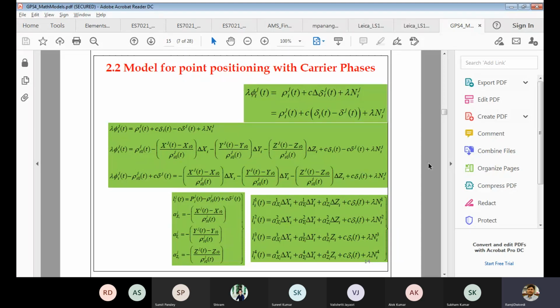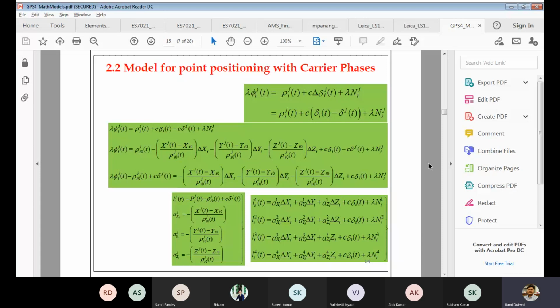What do you say to the ambiguity? Just recall that it is the initial integer ambiguity, which is unknown before the receiver is locked with the satellite. It is the initial number of phase cycles which are unknown to the receiver.